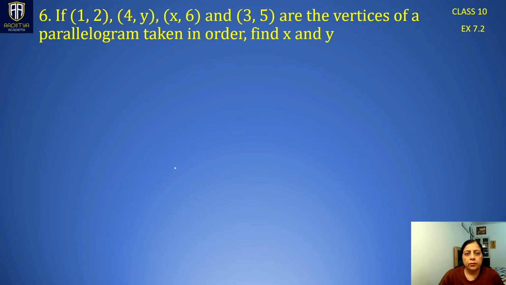Next is, if these 4 points are the vertices of a parallelogram taken in order, find x and y. This question I have seen that generally children go by finding sides. They try to equate AB is equal to CD and AD is equal to BC. The question becomes very lengthy. So instead, you can use a very important property of a parallelogram.